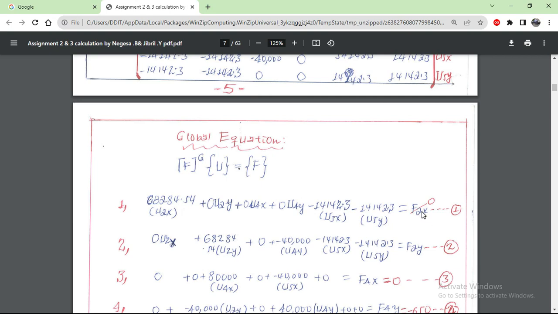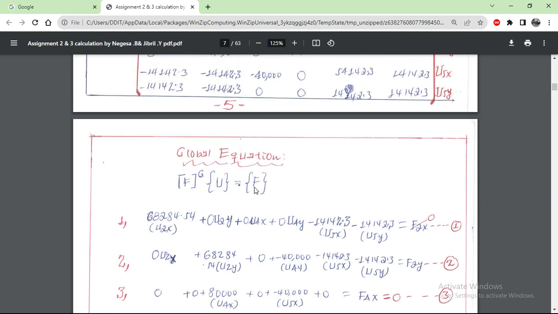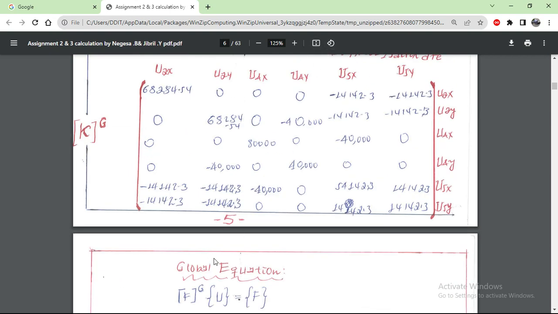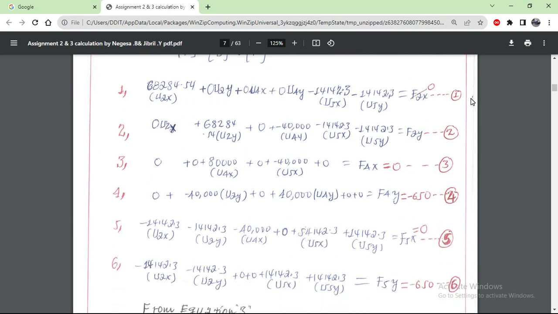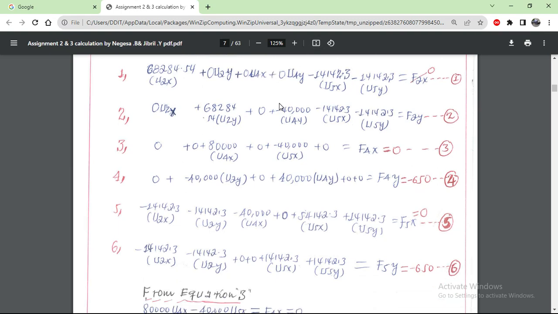F2x is not given. We have F2y. The forces in the x directions are 0 because they are not given. We take equation 1 from this one. Kg we have, displacement we have, force we write in here. Then we get those 6 equations. Equations number 1, 2, 3, 4, 5, 6 depend on that.